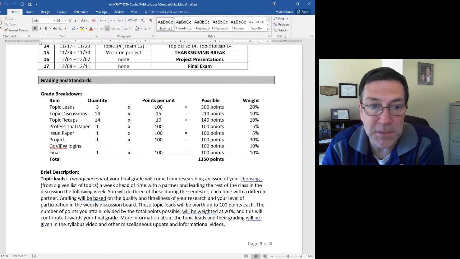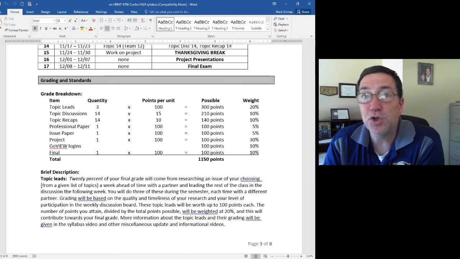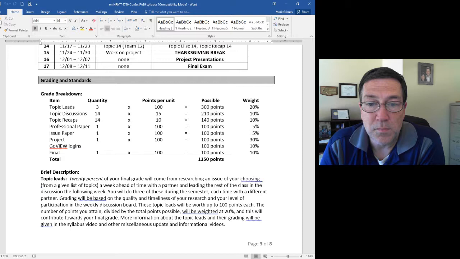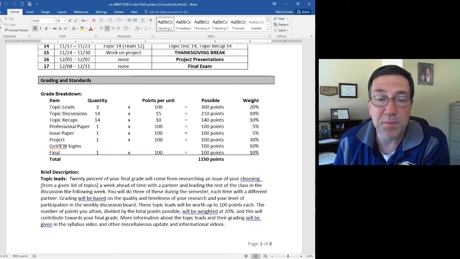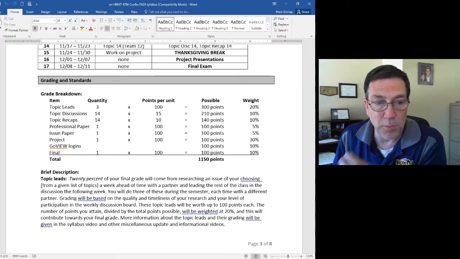All right. Second thing is, if you don't even turn in the professional paper, 0 on the professional paper, you could conceivably still get an A in the class. If you did perfectly on everything else, you've got a 95 because it's only worth 5% of the grade. So keep those things in mind as you go forward.